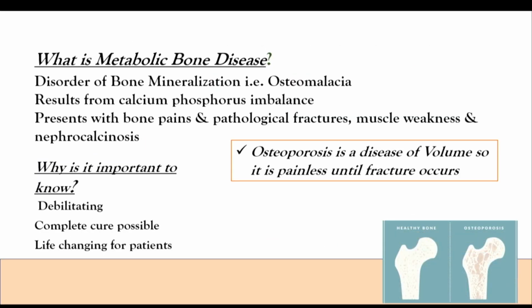So first of all, what is metabolic bone disease? Basically, it is a disorder of bone mineralization. It is osteomalacia, which results from calcium and phosphorus imbalance. Usually, these patients present with bone pains, pathological fractures, muscle weakness, or nephrocalcinosis. It is different from osteoporosis, which is a disease of volume and is virtually painless until fracture occurs. So whenever a patient presents with bony pain, it is usually osteomalacia and not osteoporosis.